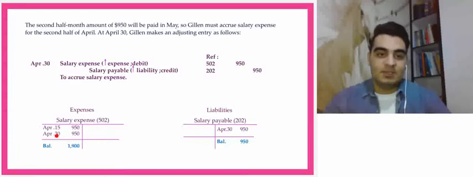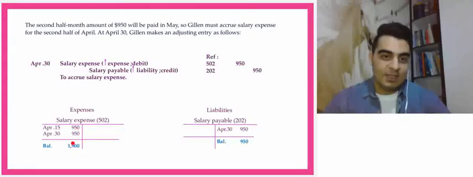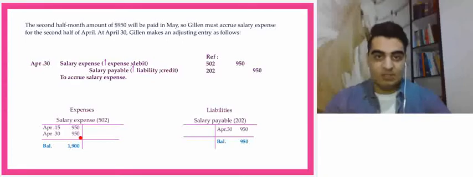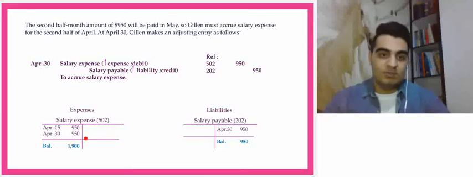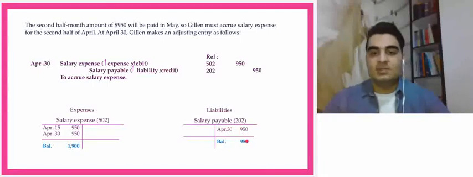For salary expense, on April 15, we had $950 first half, and the second half was paid in the next month, but because of the situation I explained to you, we can't postpone the entry. So we have no choice but to make our entry at the end of our period, at the end of April, which is April 30. And for salary payable, we credited this amount, $950.